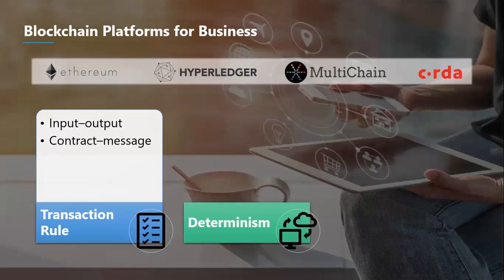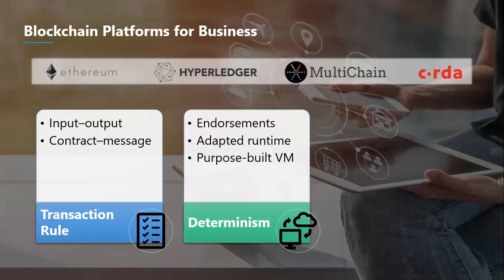The second important property is determinism. Once these transaction rules have been defined, they will be applied multiple times by multiple nodes when processing transactions for their own copy of the database. How do we ensure that every node obtains exactly the same result? Here also there are 3 popular models that familiar blockchain platforms use. One is endorsement, another is adapted runtime, and the third is the purpose-built virtual machine.